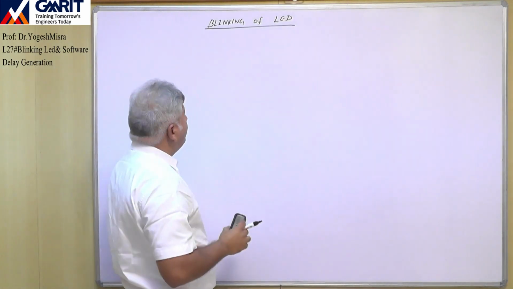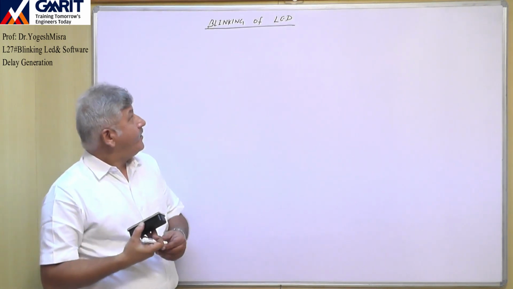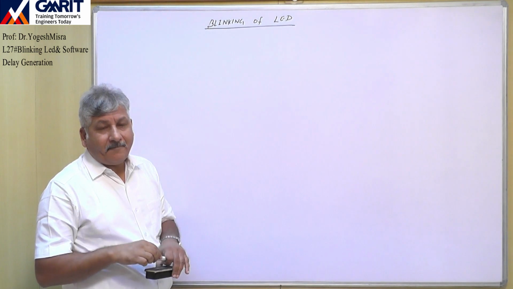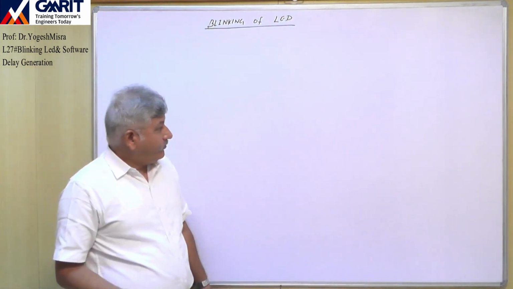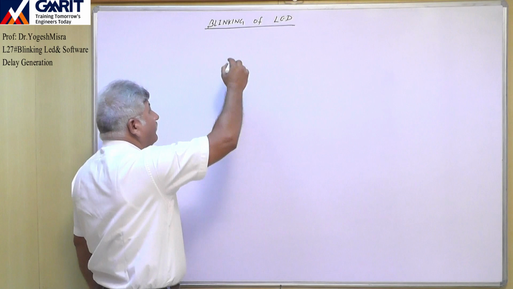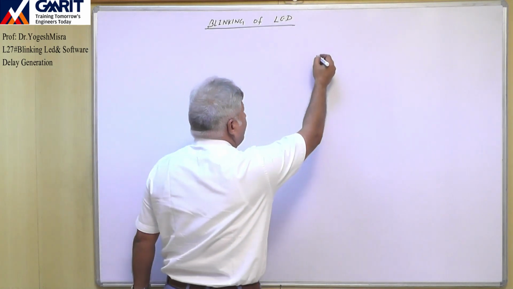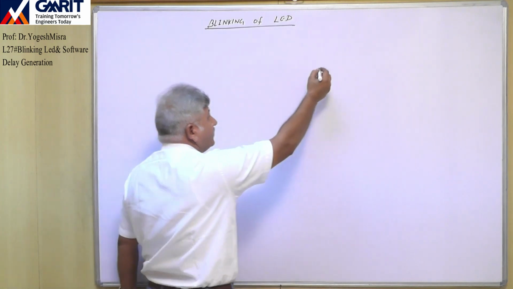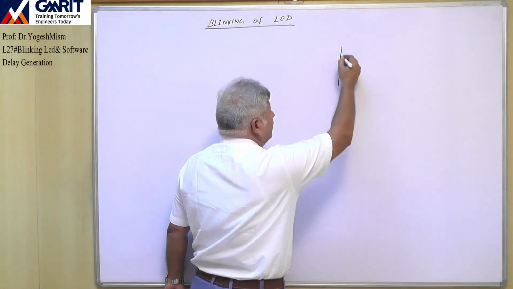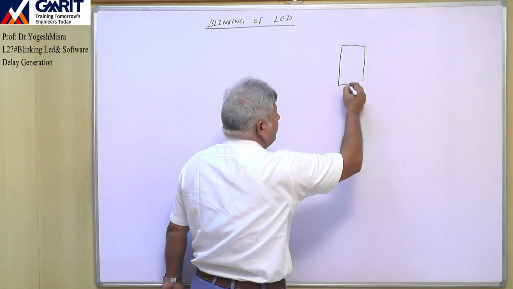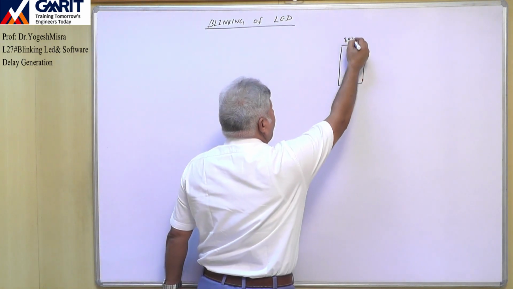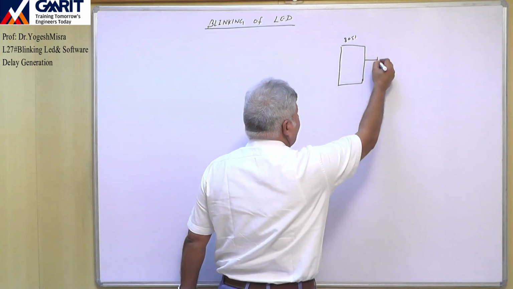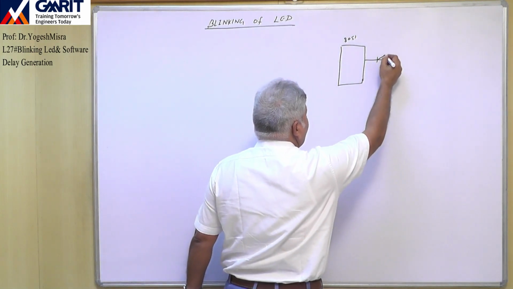Okay, so now we will write one program to blink the LED. For this circuit diagram we will write the program. Suppose this is our 8051 microcontroller, and with this microcontroller I have connected this one LED.